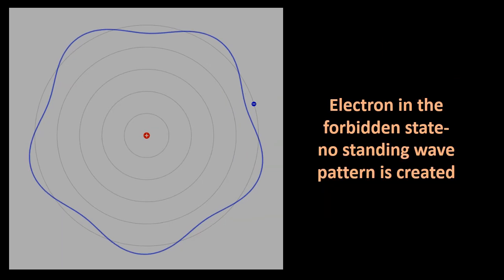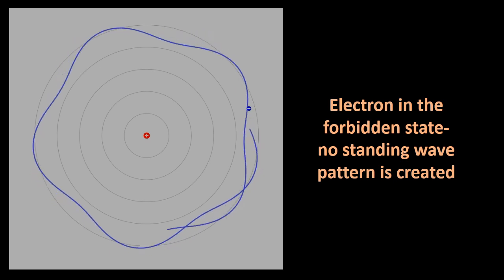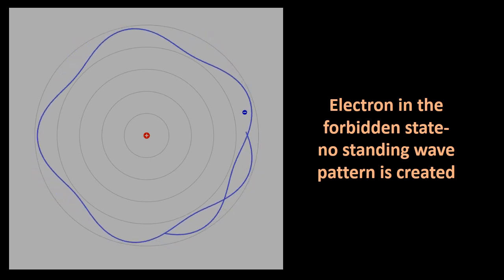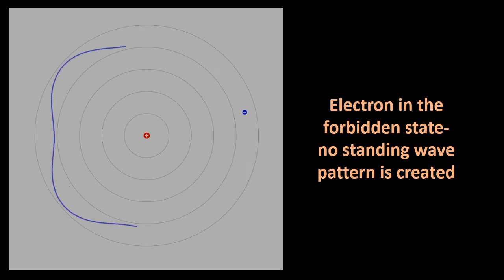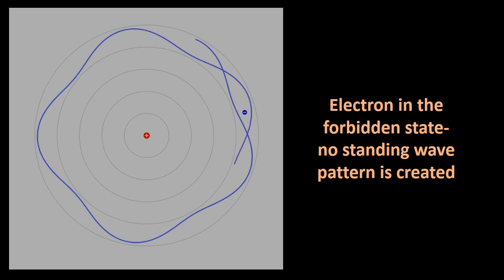Now we'll check what will happen if the electron is placed in any intermediate stage, that is, in between two orbits. Look here. Now the electron is placed between the fourth orbit and the fifth orbit. Look at that. We are not able to create any standing wave pattern.